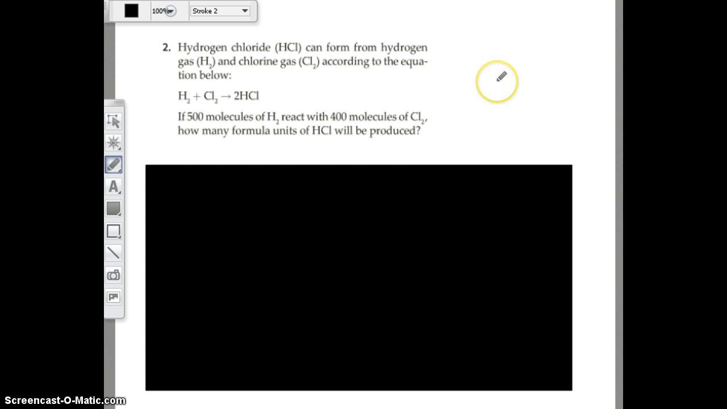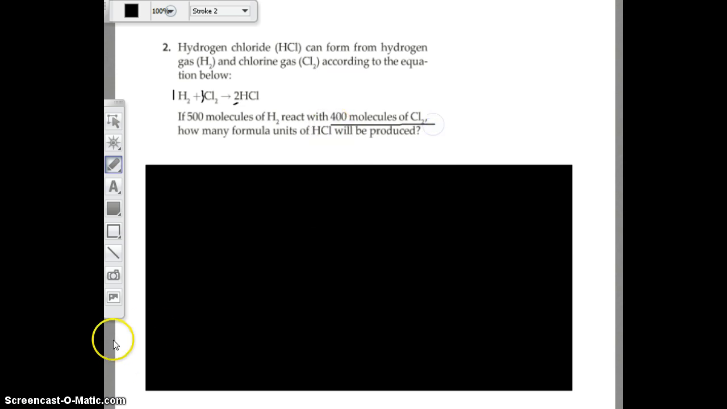And here's question number 2. It says hydrogen chloride, or HCl, can form from hydrogen gas, H2, and chlorine gas, Cl2, according to the equation below. H2 plus Cl2 yields 2 molecules of HCl. If 500 molecules of H2 react with 400 molecules of Cl2, how many formula units of HCl will be produced? All right, now look at your equation. I have a ratio of 1 to 1 to 2. So which one do I not have enough of? Well, since they're both 1s, that means I need equal parts. So which one is there not enough of?